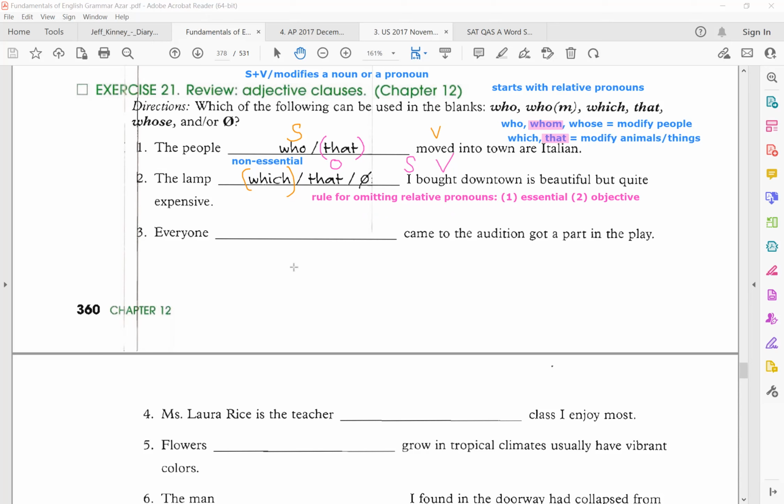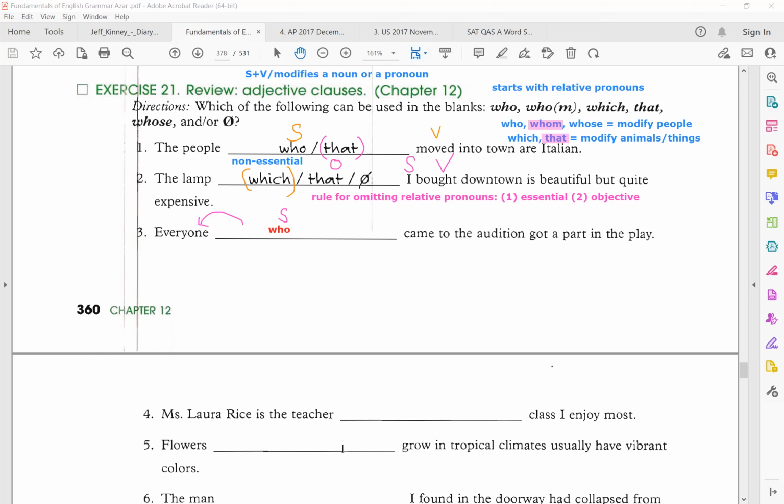All right, so if we take a look at number 3, everyone who came to the audition got a part in the play. So we know that this is subjective case, and this is talking about people. So we should use everyone who came to the audition. And for SAT purposes, I'm not going to use that.